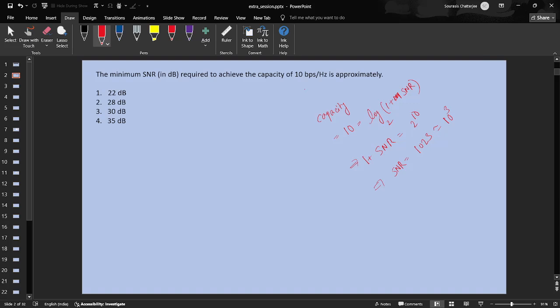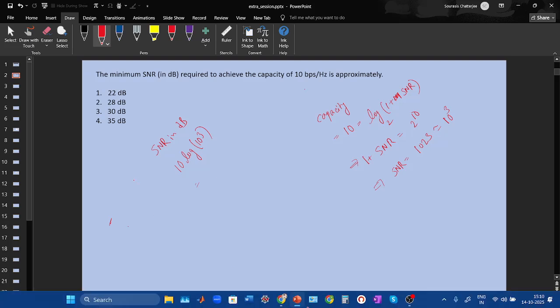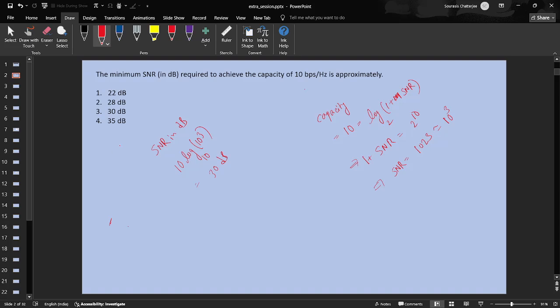Now can you please answer what the SNR in dB is going to be? 10 log 10 of SNR, so 10 log 10 to the power 3, that comes out to be 30 dB, right? So it's the third one.